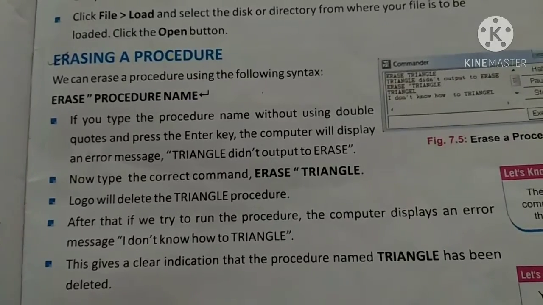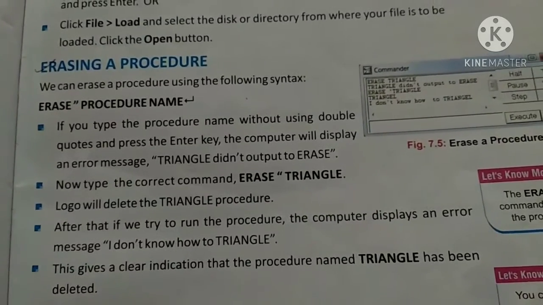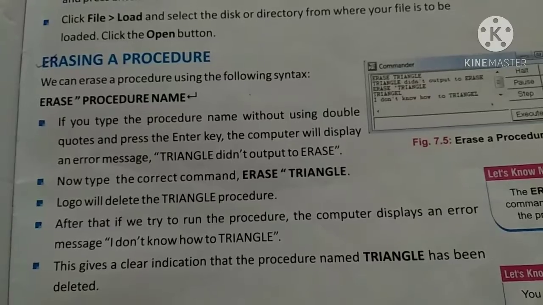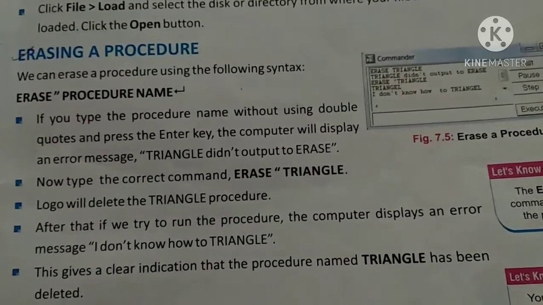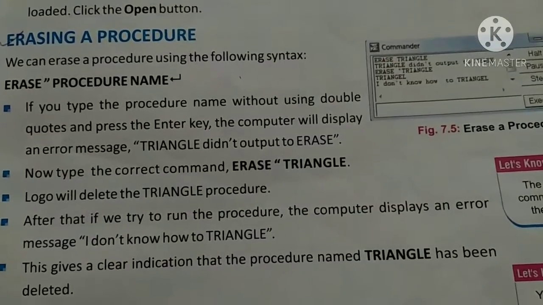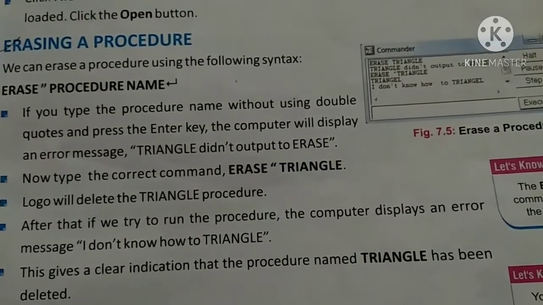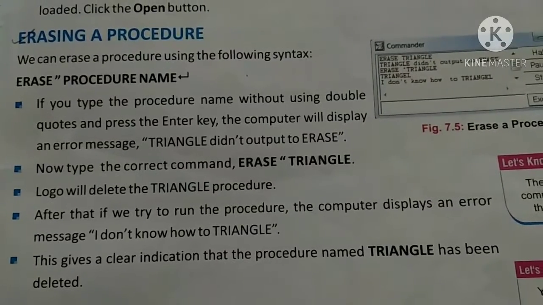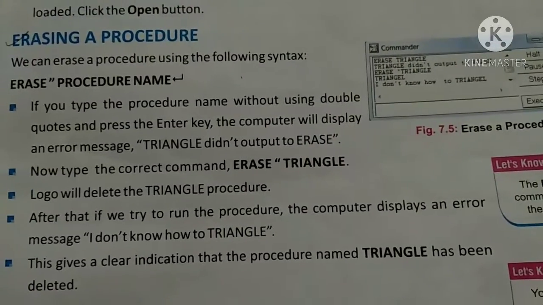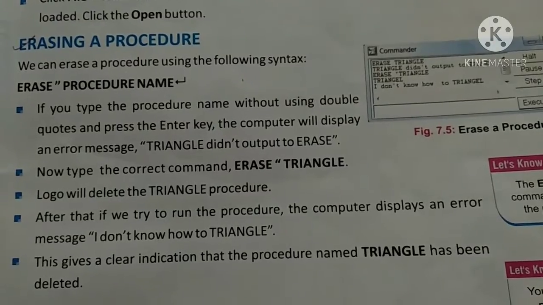After that, if we try to run the procedure, the computer displays an error message: I don't know how to triangle. So when you erase the triangle procedure and then try to run it, it will give you an error message, because you have erased it, so the computer does not know what triangle is now.